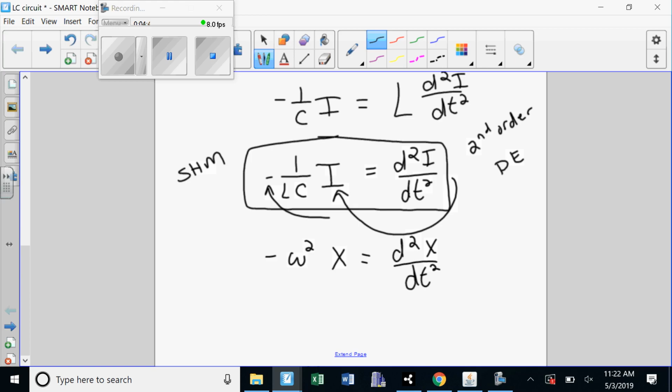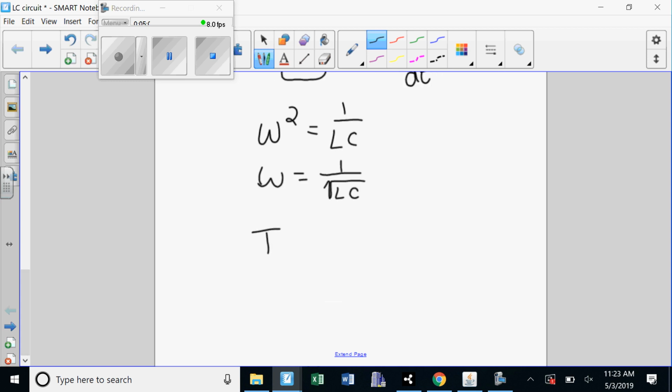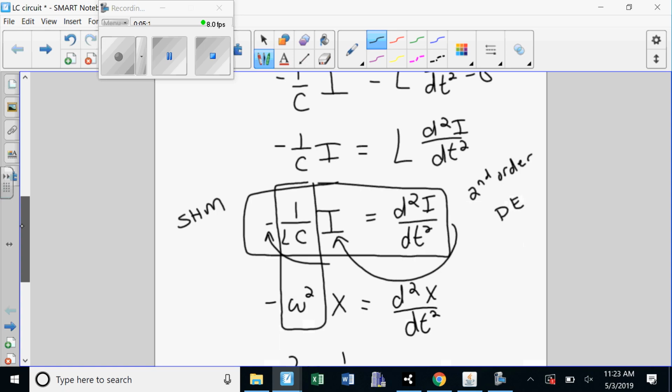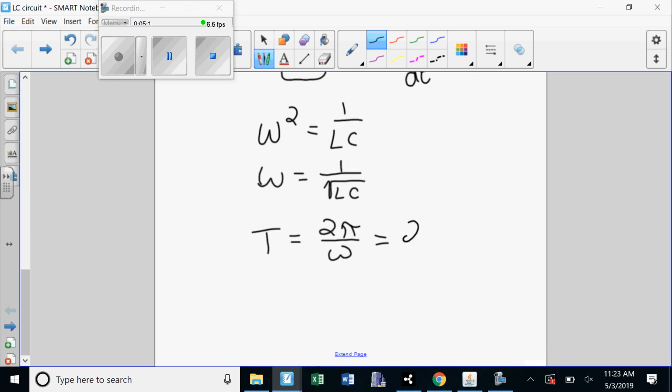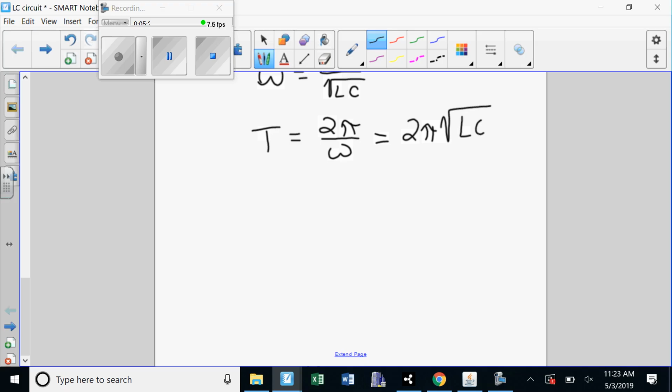Okay, great. So that makes this whole term in front of my variable omega squared. So omega squared is 1 over LC. That means omega is 1 over the square root of LC. And furthermore, if I want to find the period, I know that period is 2 pi over omega. So that would mean the period of oscillation of this LC circuit is just 2 pi times the square root of LC.